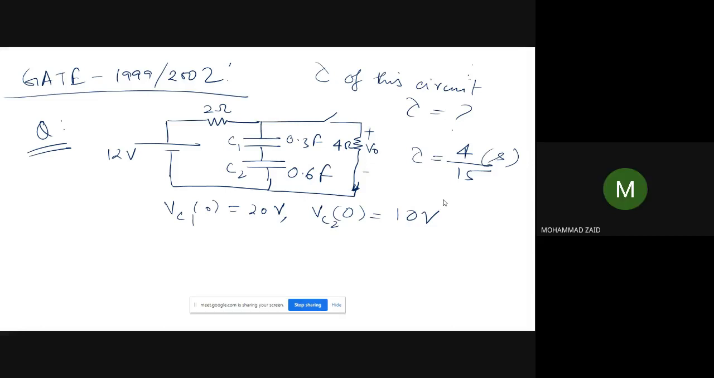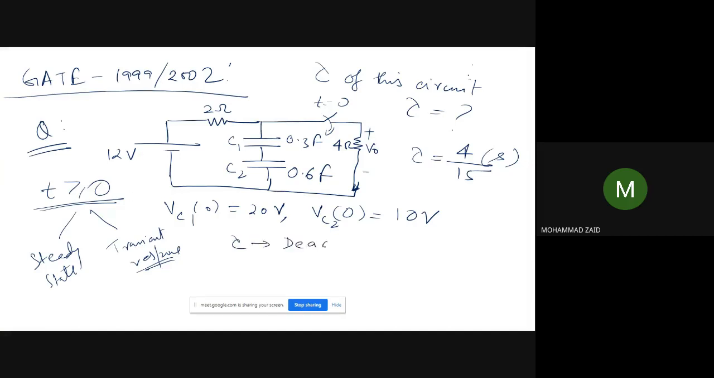So we need to find the expression for t greater than or equal to 0. That means it will have two parts: one is the steady state or forced response and the other is the transient response. Tau can be found easily from this circuit for t greater than 0. For finding tau, it is just like finding the Thevenin resistance: deactivate all independent sources.